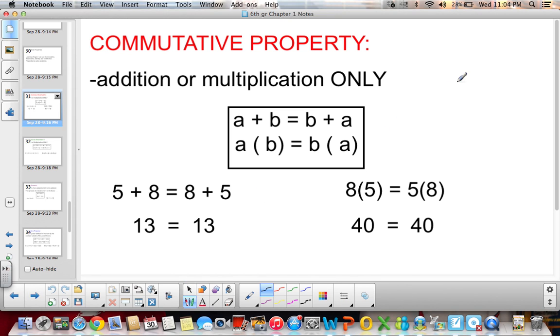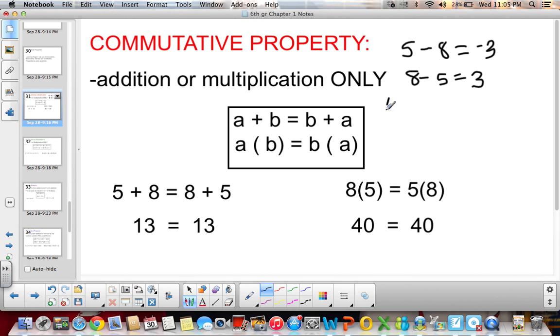Does not work for subtraction or division. So you might want to add that in your notes. No subtraction or division. Okay? Because if we did 5 minus 8, we would get -3. But if we did 8 minus 5, flipped it around, we would get +3. Okay? And then same for dividing.